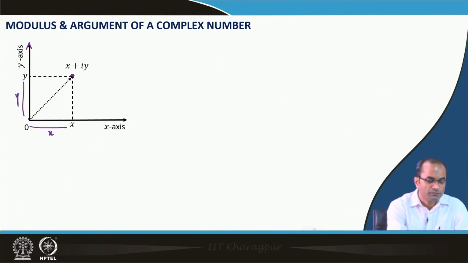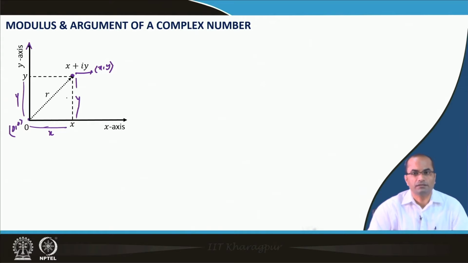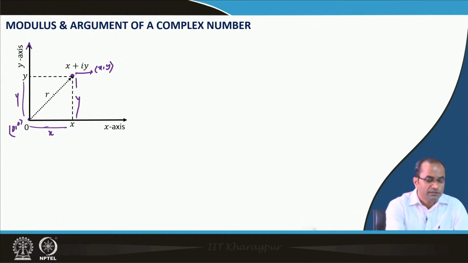The distance from the origin to this point will be denoted by this number r. Since this is x and this is y, or this point is x comma y, from 0, 0 to x comma y the distance will be the square root of x square plus y square. So, here this r, the distance from the origin, is important, and then this theta.